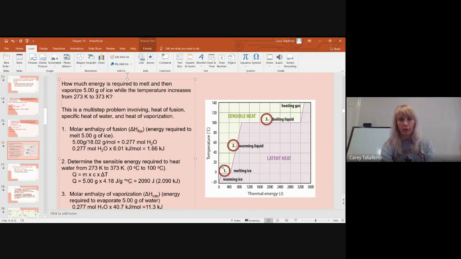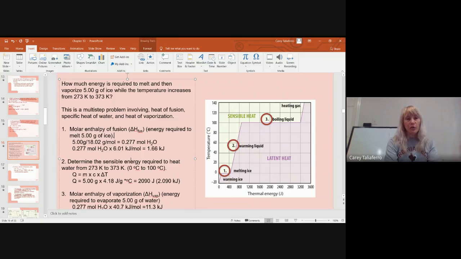Look at this point number 1. See, nothing really is calculated here because we're just in the ice phase. All right, but here we start to melt. Well, that's the idea of fusion. All right, so we're going to look up the enthalpy change or the enthalpy of fusion, which is the energy that's going to be required to melt 5 grams of ice.